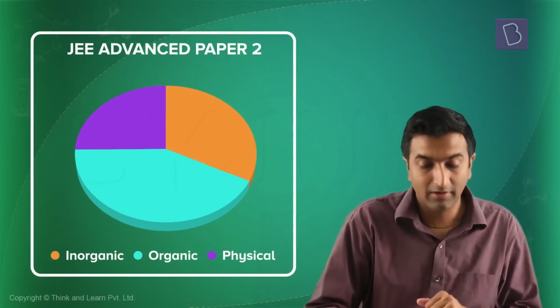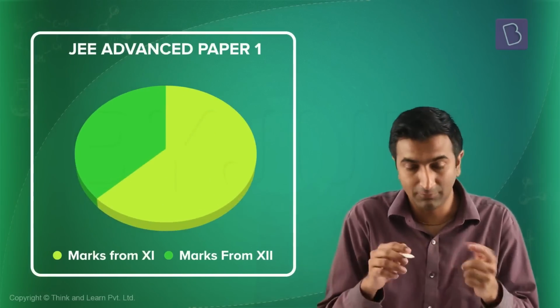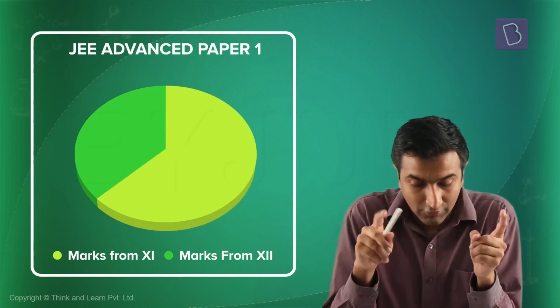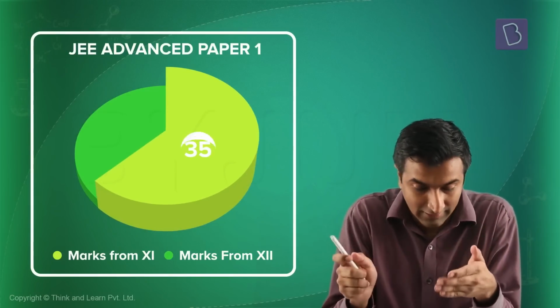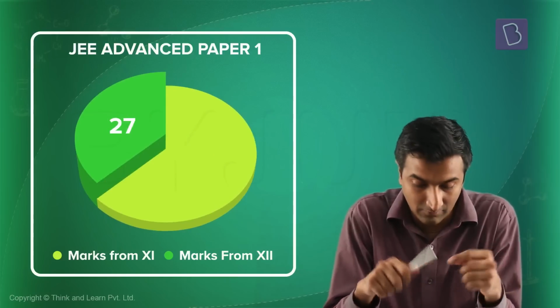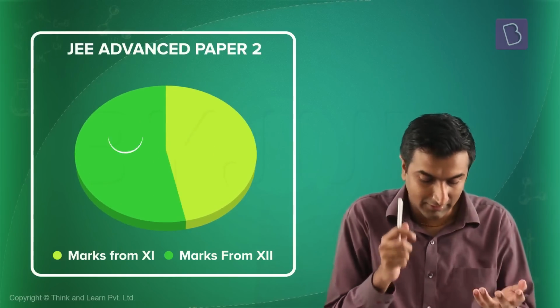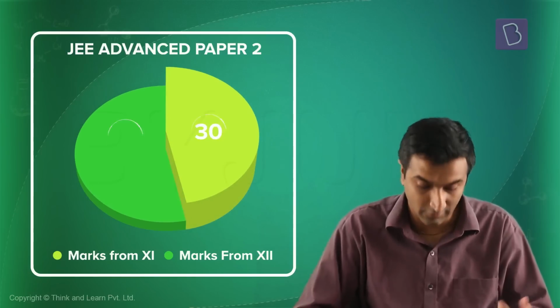Let's look at what happened from 11th and 12th, in both the papers. What was the distribution there? So marks from the 12th were fewer than from the 11th. Yeah, 35 from the 11th and 27 from the 12th in paper 1. Paper 2 was more or less almost exactly the same: 32 from 12th and 30 from 11th. So this is something that students are familiar with as it is, that the JEE mixes things up, but more or less keeps things balanced, year-wise and also section-wise.